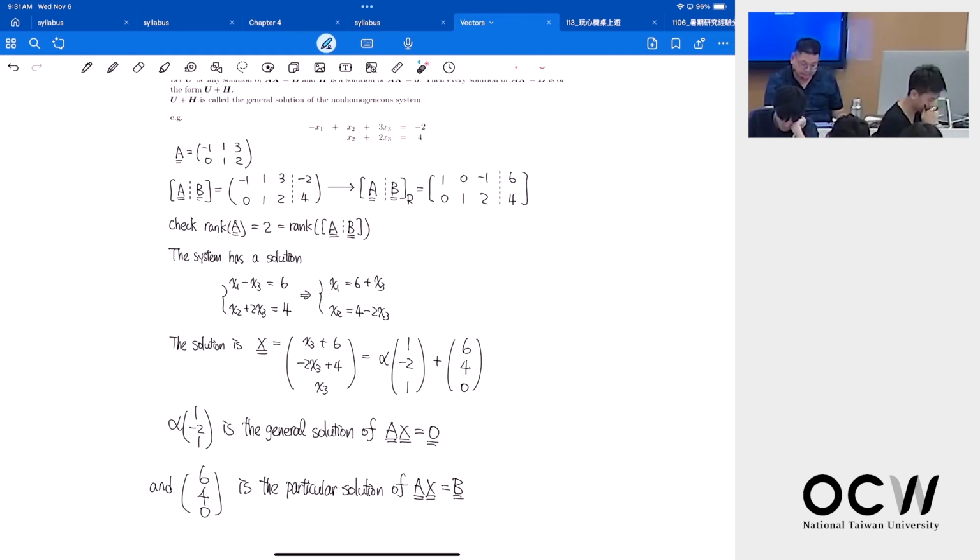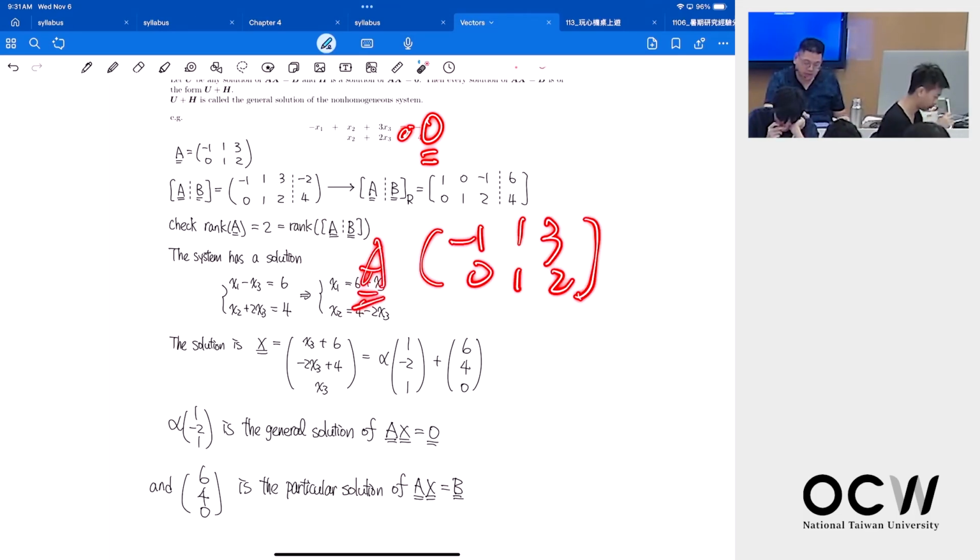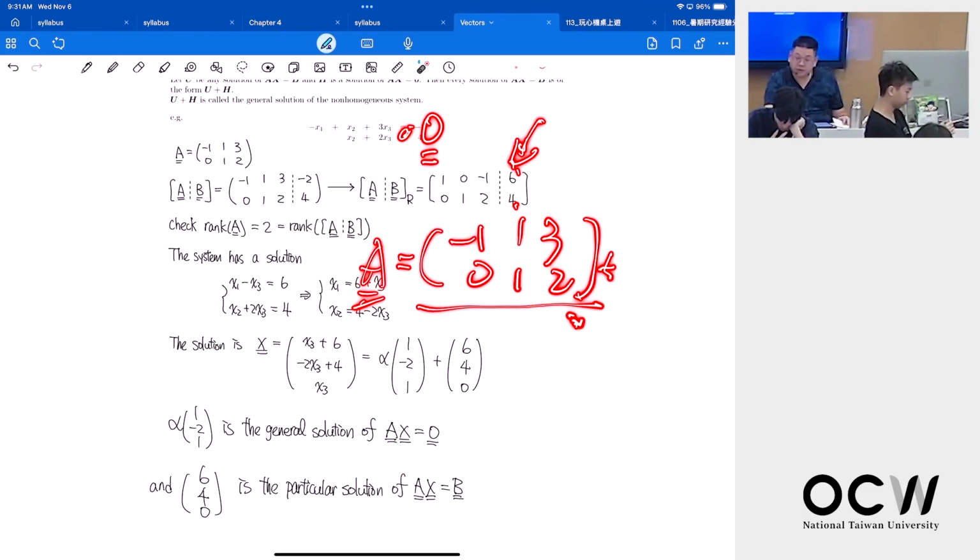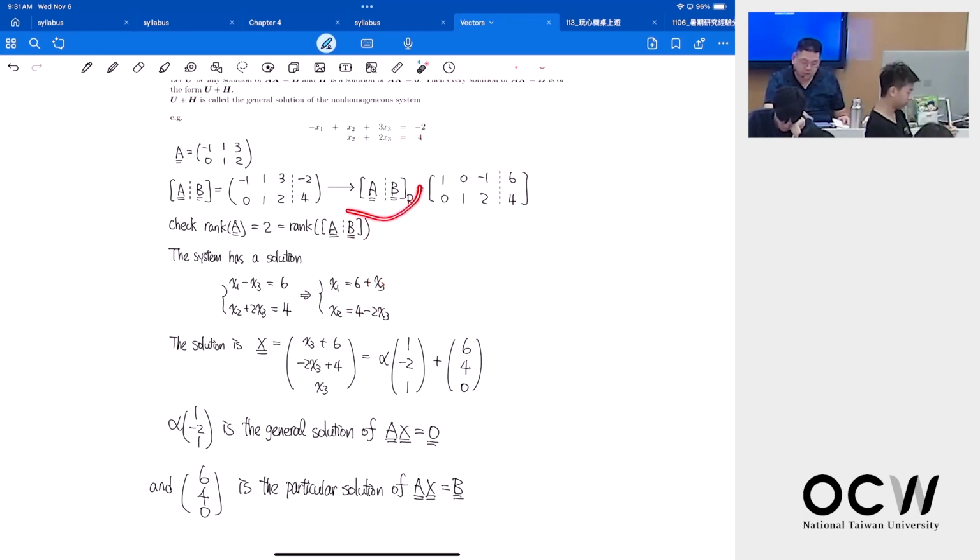Okay? That means you don't have to find this equals 0. You just try to find the solution for this A, and then later on you add 6, 4. No, you don't need to do that two times. Once you use the augmented matrix, you do both at the same time. Okay. Any questions for this? See the next one.